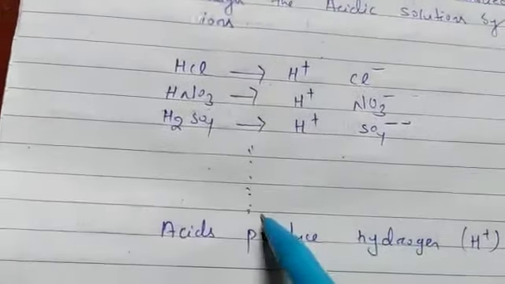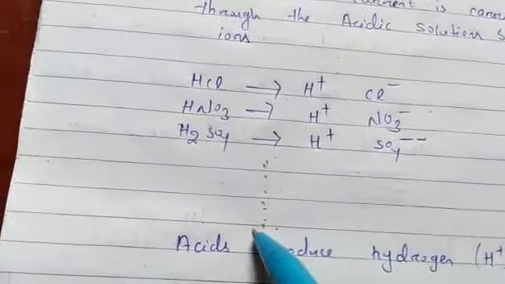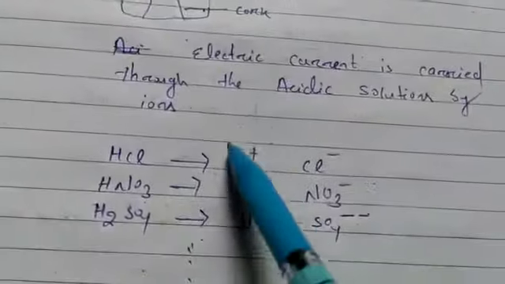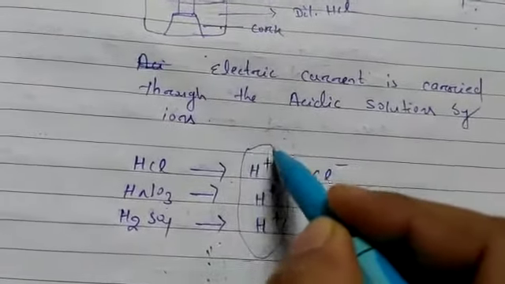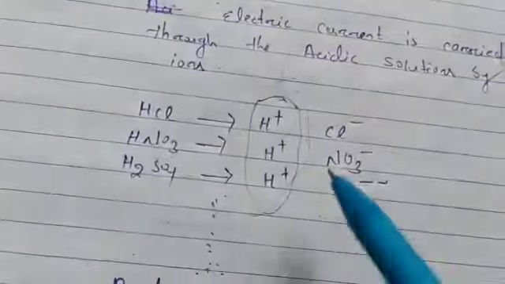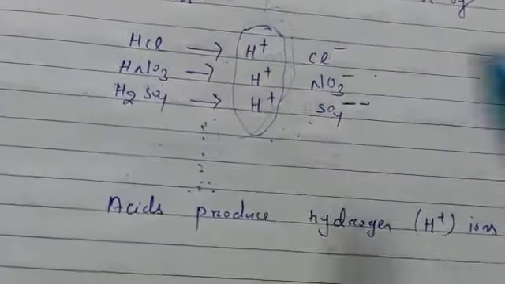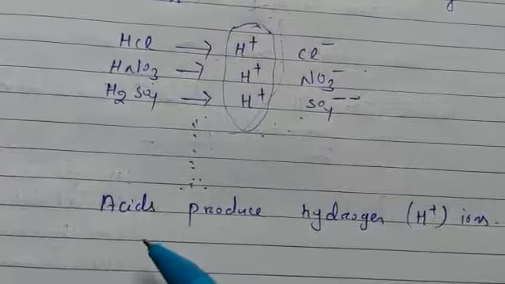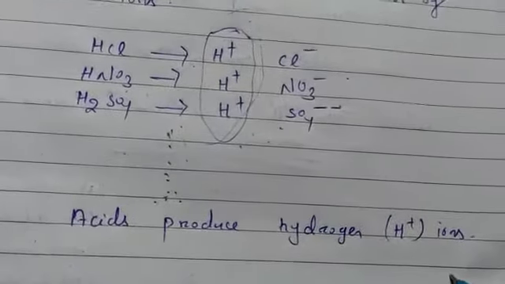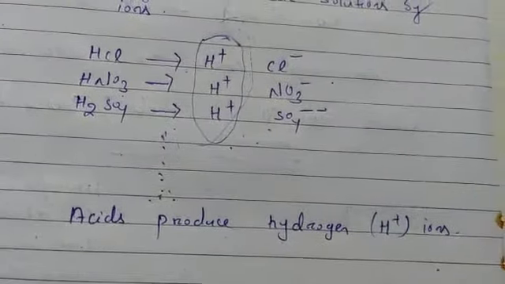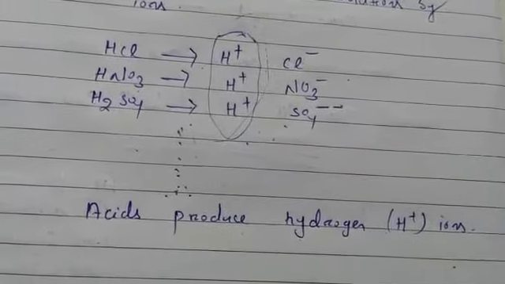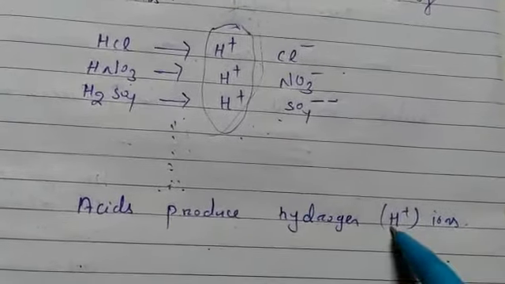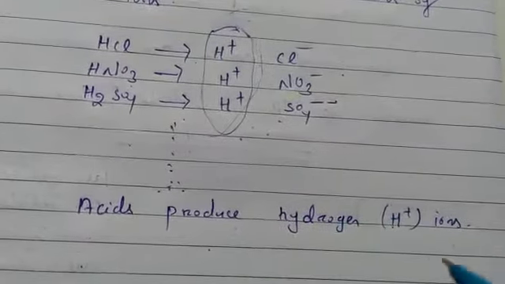You can take even more acids, like acetic acid or any other acid. You can see that H plus is common in all the acids. This H plus hydrogen ion comes as the cation in all the acids. So you can conclude that acids produce hydrogen ions, which are responsible for their acidic properties. So acids have H plus in common.